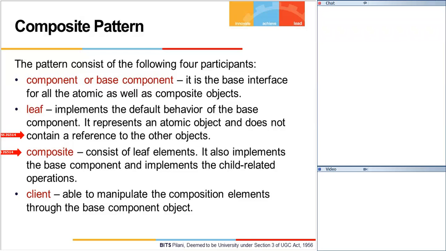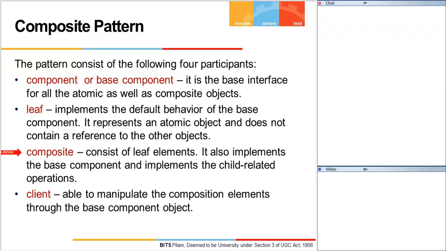Then the third important participant in the composite pattern is the composite component. This is the composite component which consists of leaf elements as well as other composite elements, right? Okay, I've just written leaf elements. I will correct this. It can consist of other composite elements as well.